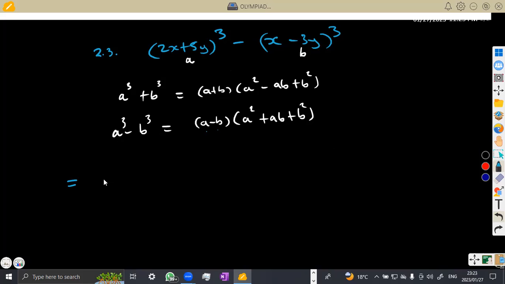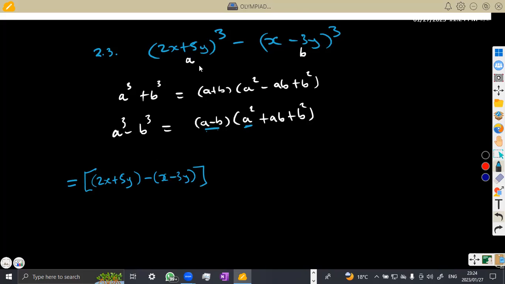So our a in this case is going to be 2x plus 5y. Then we subtract b. It's best for us to write this in a bracket because b is also an expression. So we subtract b, which is x minus 3y like that. Okay, so this is the part of a minus b.